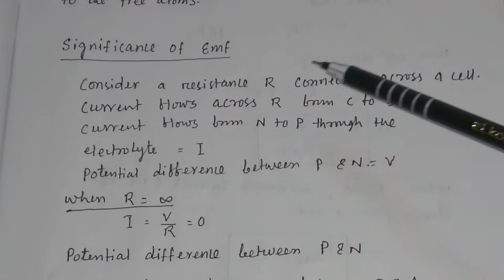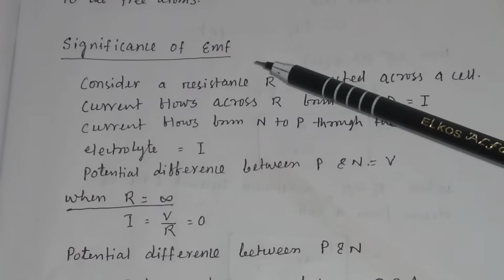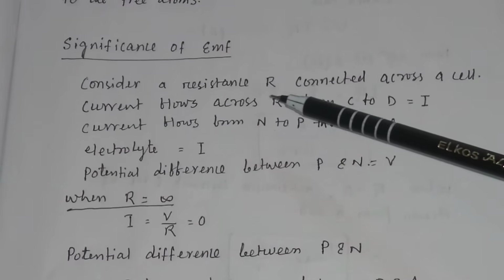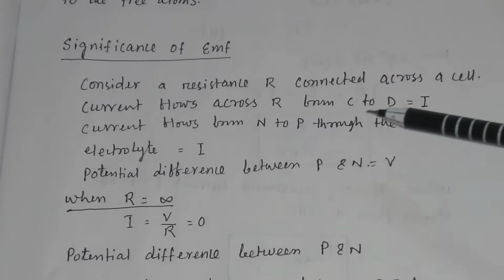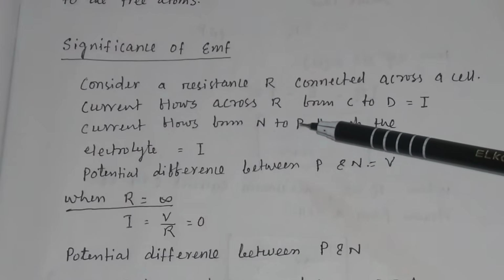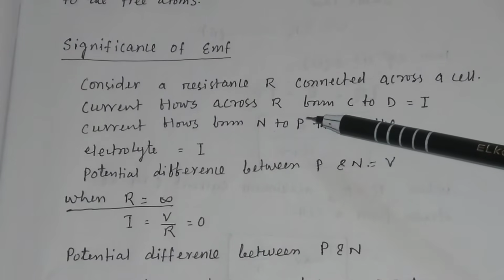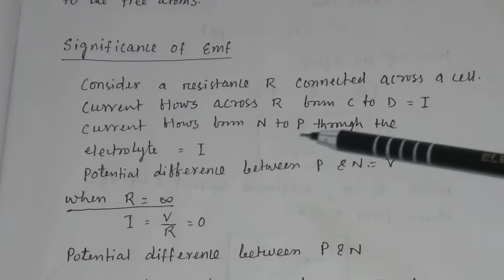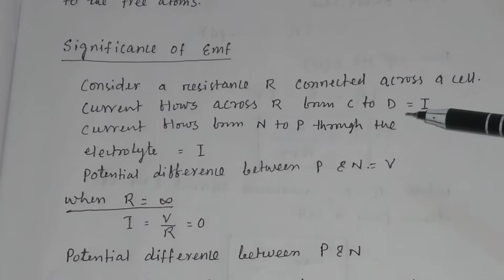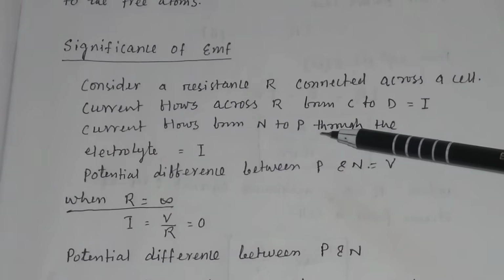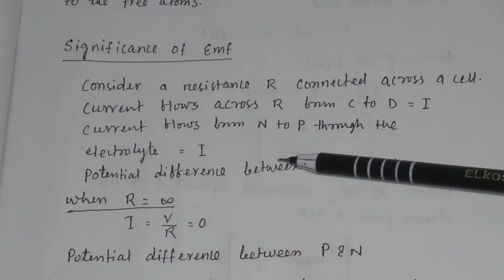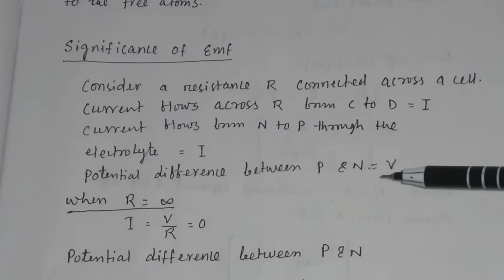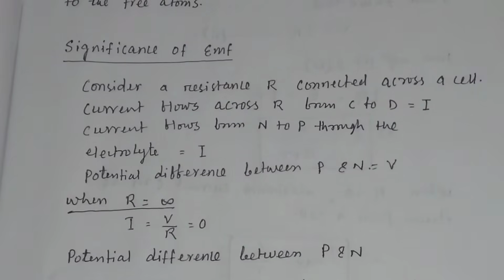Now let us discuss the significance of electromotive force. Consider a resistance R connected across a cell. Current flows through the resistance R from C to D. In the figure, it is equal to I. Current flows from N to P through the electrolyte, that is equal to I, and the potential difference between P and N is equal to V.